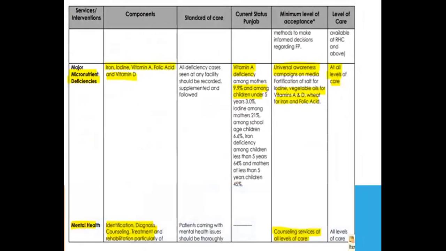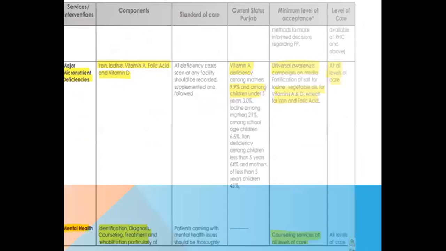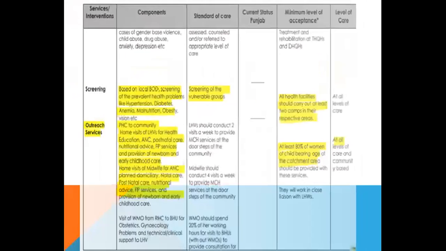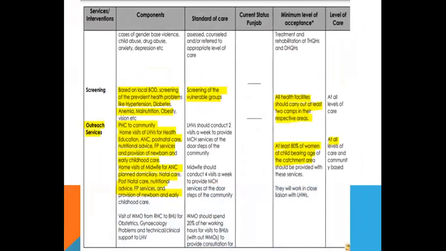There is also major micronutrient deficiency. There should be universal awareness campaigns on media, fortification of vegetables and vitamin E, and mental health identification and diagnosis. There should be counseling services at all levels of care. There should be screening for the local burden of disease, screening for all prevalent health diseases such as hypertension and diabetes, at all health facilities.